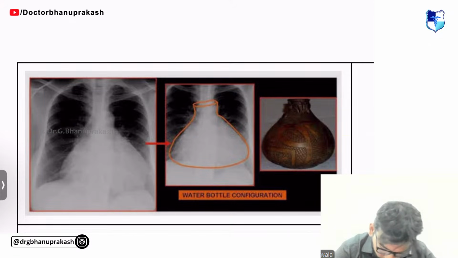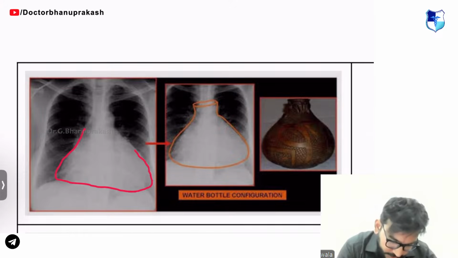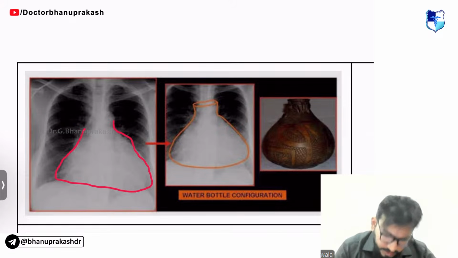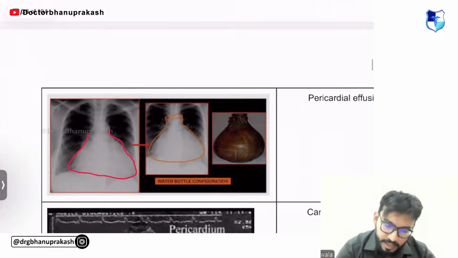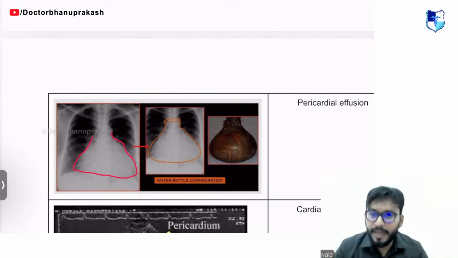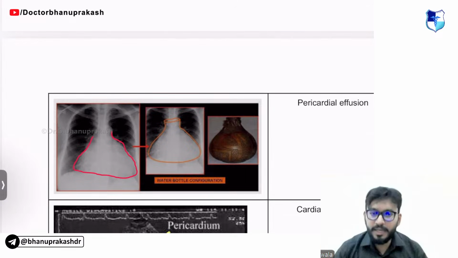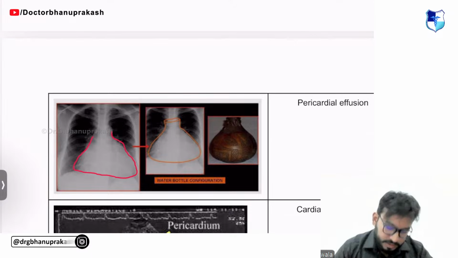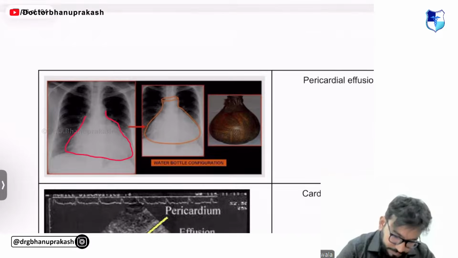Takotsubo? No, this is not Takotsubo. Look at this money bag appearance. This is pericardial effusion, guys. Fluid accumulating around the heart gives cardiomegaly. It gives an appearance of money bag or water bottle. This is pericardial effusion. Don't forget.